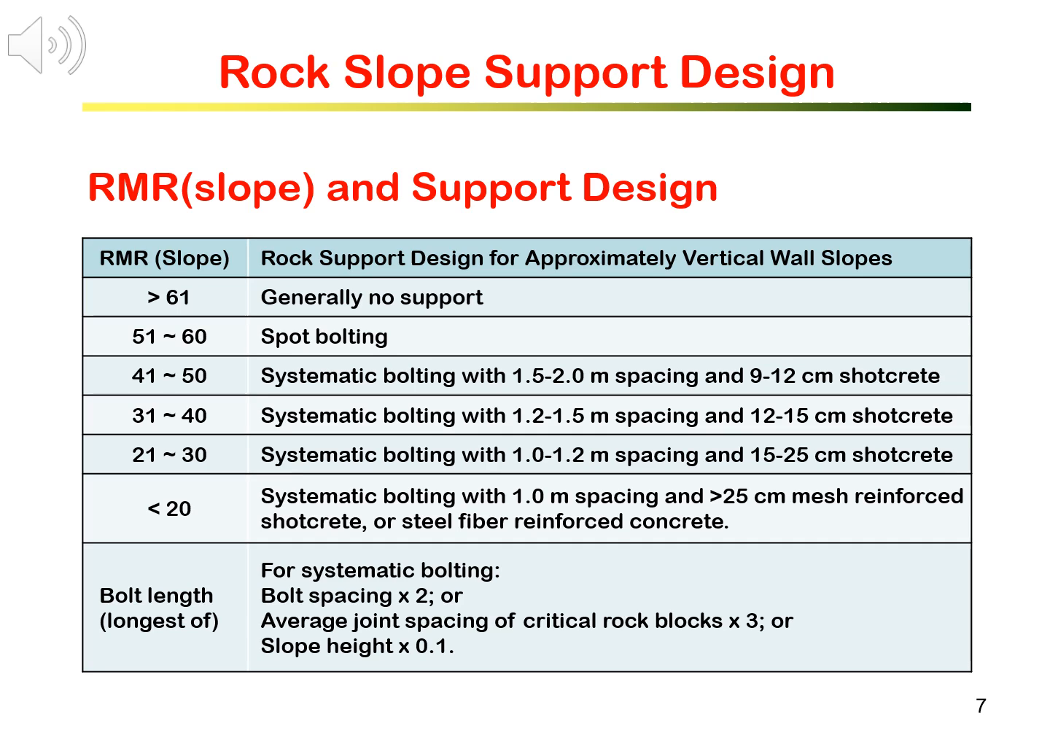Bolt lengths can be designed by taking the longest from one of the following: twice the bolt spacing, or 3 times the average joint spacing of critical rock blocks, or 10% of the slope height for a high wall slope. For example here, if the designed bolt spacing is 1.5 meters, the average joint spacing of critical blocks is 0.5 meters, and the slope height is 25 meters, then among the 3, the highest value is 3 meters. Then the rock bolt should be designed to 3 meters.